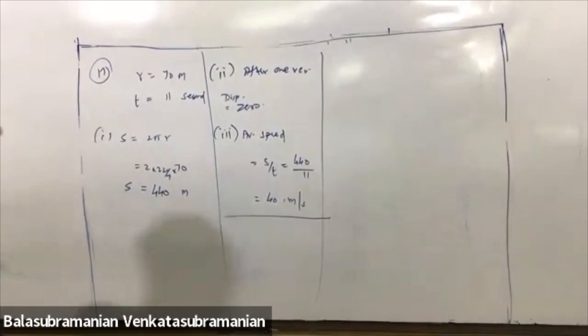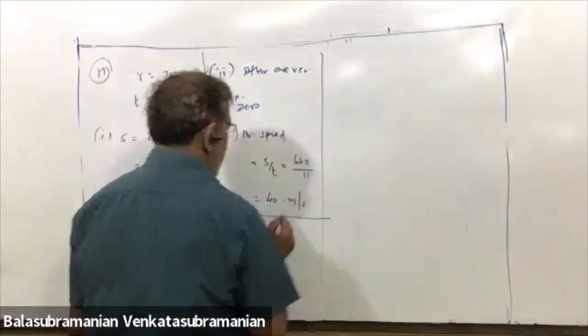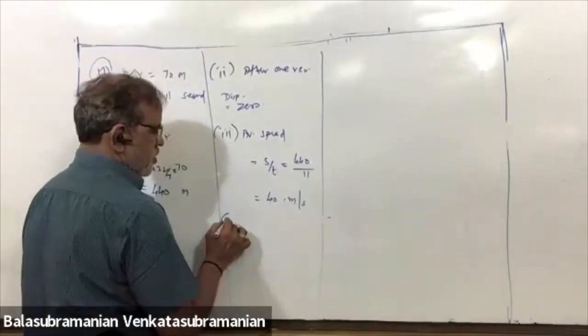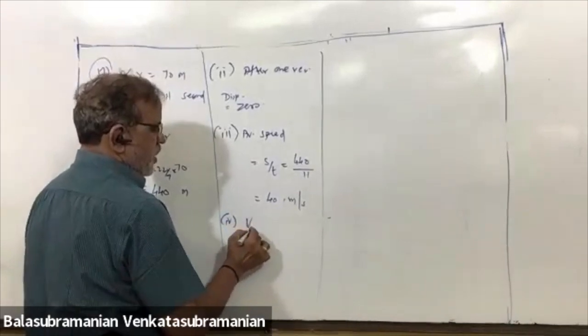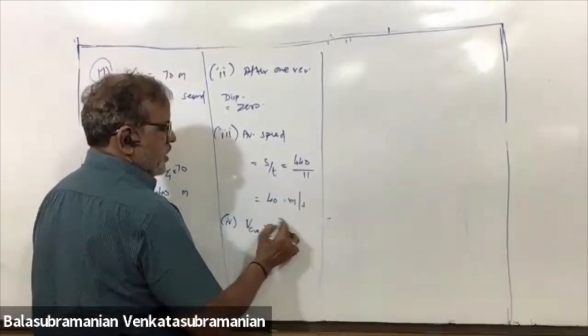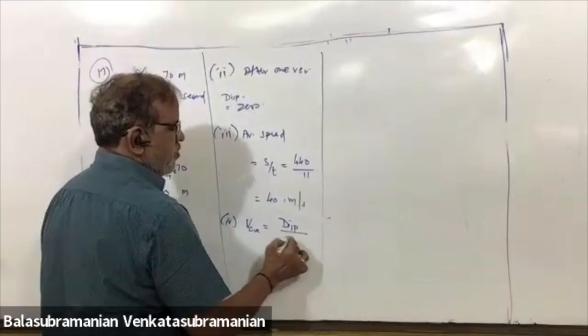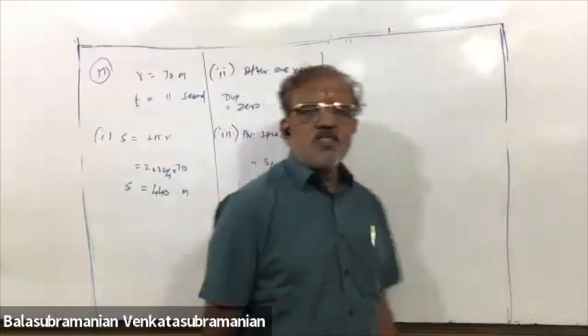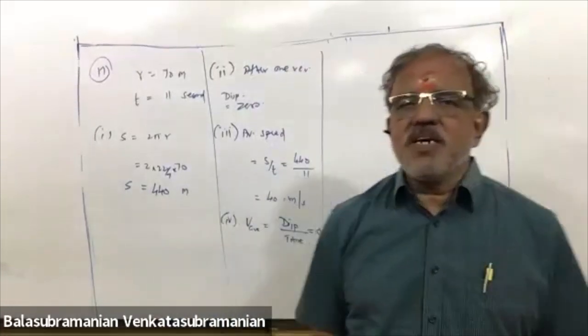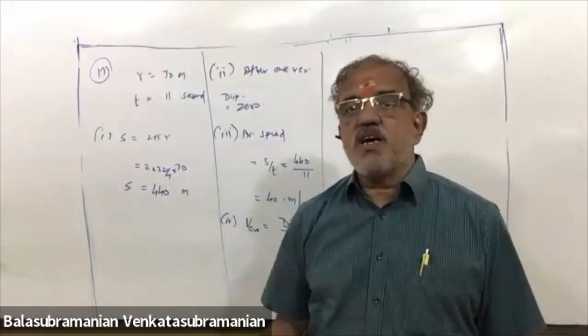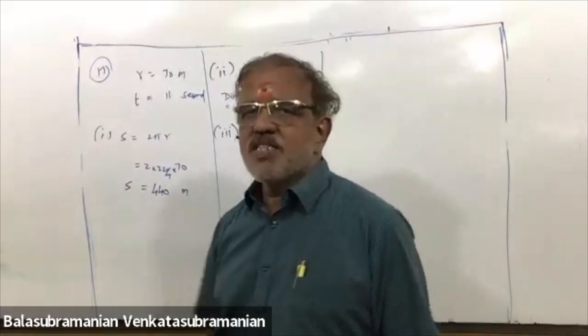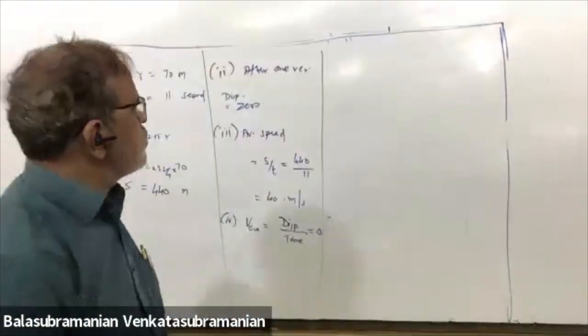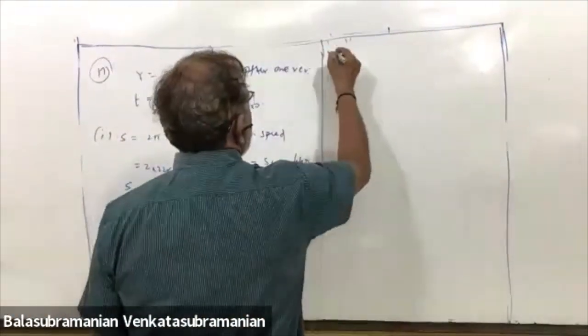Average velocity means V average is displacement by time. Already we have discussed displacement is 0. So velocity also should be 0, because it is the rate of change of displacement. That is also 0. 18th one.